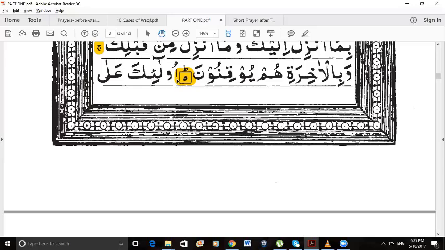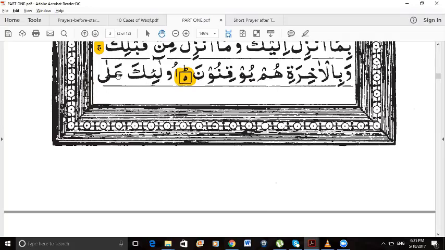Ulaika. Ulaika. Excellent. That was very good. Over here, you need to pronounce this lam. What does this lam have on top of it? A vertical fatha. And how long should a vertical fatha be pronounced for? 2 seconds. So make sure you say that properly.